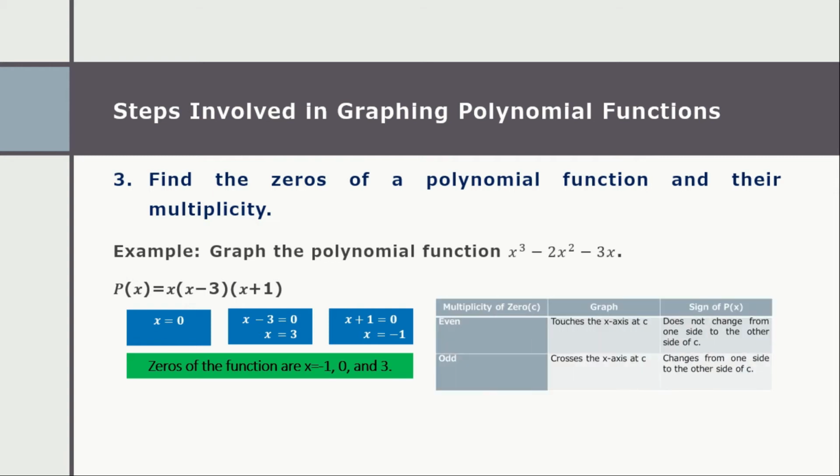Since the zeros of the function only occur once, which means they only have multiplicity of 1, which is an odd number, it means that they cross the x-axis at negative 1, 0, and 3, and they change from one side to the other side of c. It means if it came from downwards, it will go upward, and if it came from upward, it will go downward.